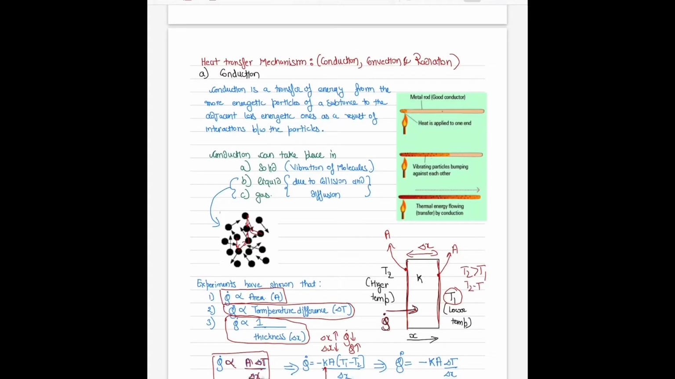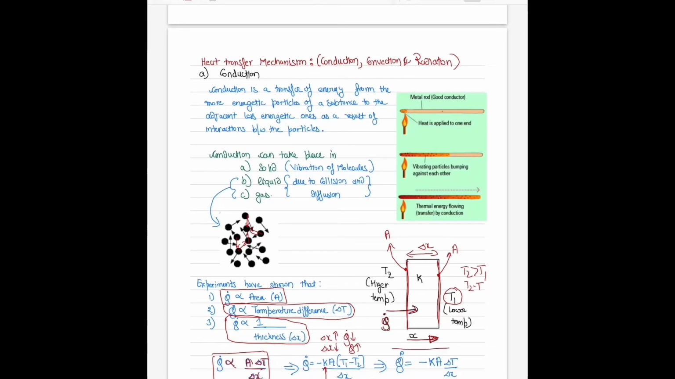Which is the ability of the material to conduct heat, and our expression will be Q dot equal to negative k A (T1 minus T2) divided by delta X, where the negative sign is here because T1 minus T2 is negative, and to make the heat transfer positive in the positive X direction, the negative should be placed.